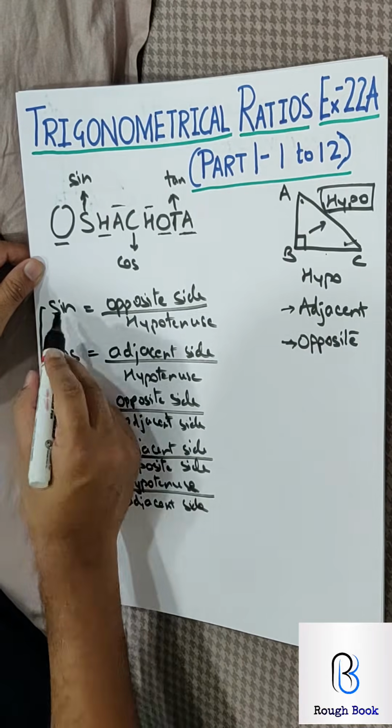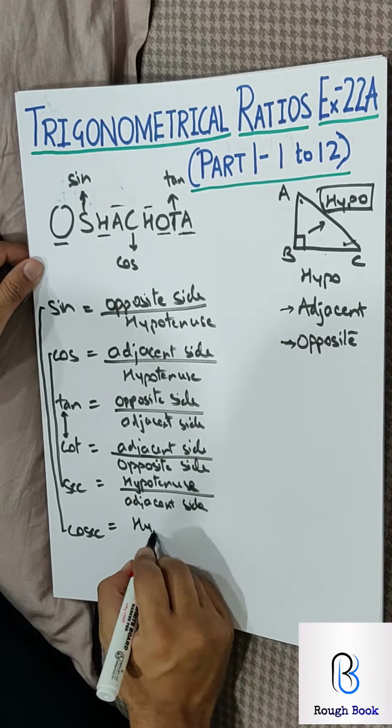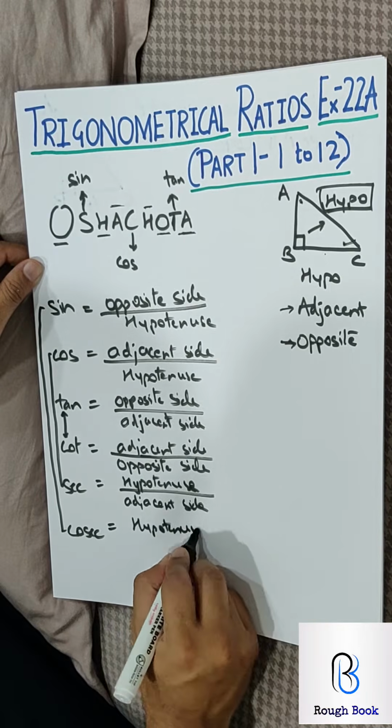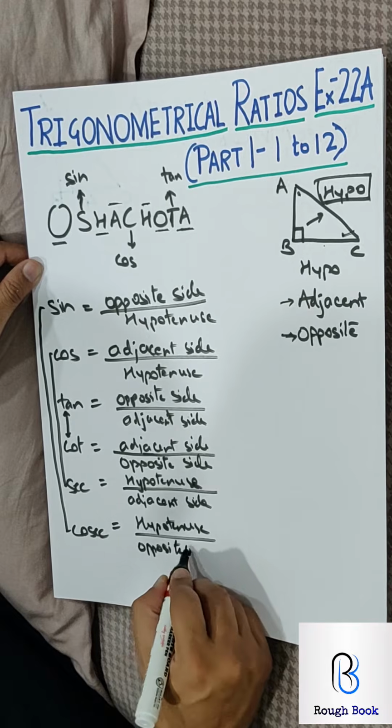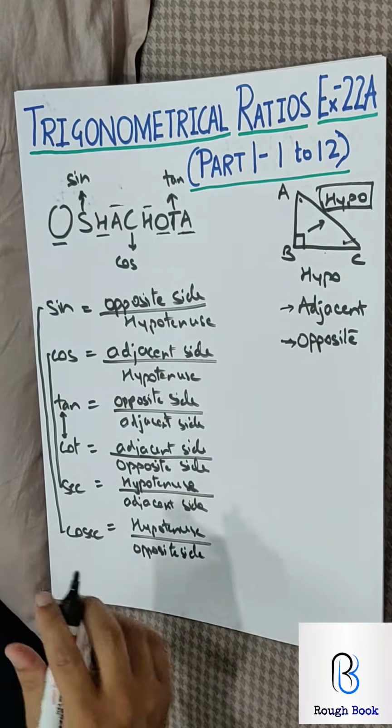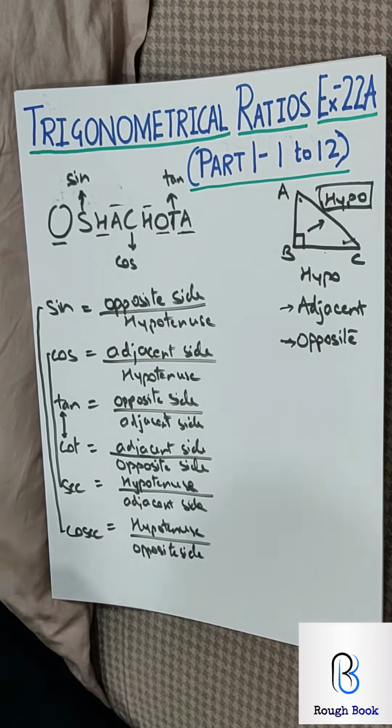And the last one, cosec, opposite of sine. So hypotenuse upon opposite side. Yeah, quick recap so that it registers well in our head.